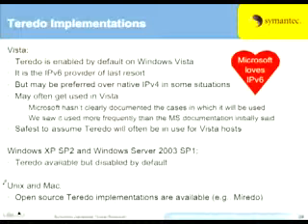Okay, Teredo is enabled by default in Windows Vista, and it is the IPv6 provider of last resort. It's not clear if it'll always be. There may be some cases where Teredo is preferred over native IPv4. You get the tunneled version rather than just straight.